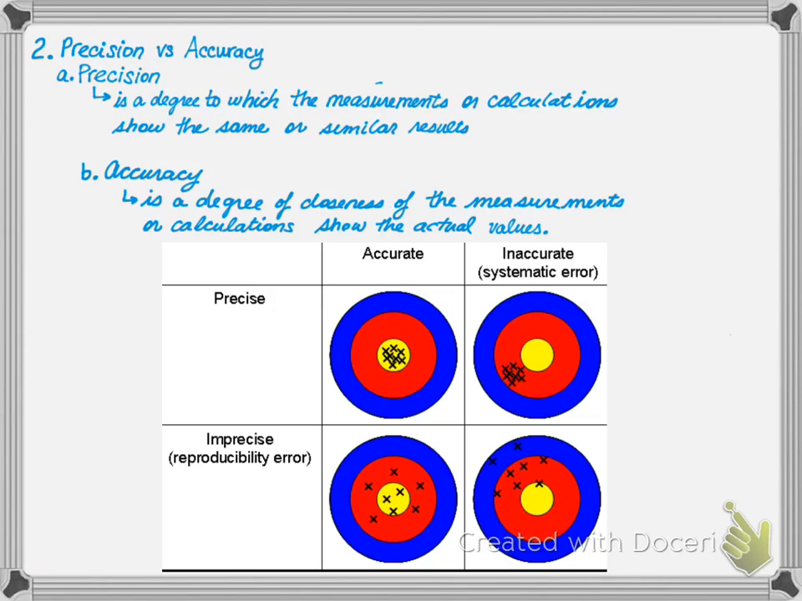However, you're accurate when on average you're hitting your target. And so that's why in the bottom left corner you're seeing accurate but imprecise. And when your data is neither precise nor accurate, your data does not hit the target, your data is not close to each other. You have systematic error and error in reproducibility.